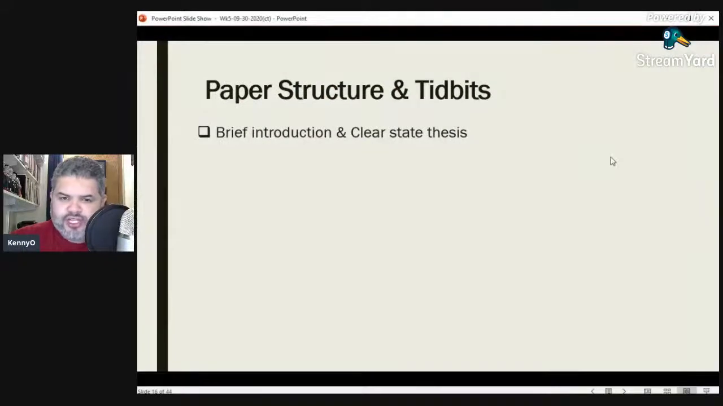So you want to start with a brief introduction and then clearly state your thesis statement. Then you're going to define your key terms and components. I sort of already did that in my introduction when I defined atonement. Some papers are not going to need a lot of this. Some papers are going to need more. So it depends on how confusing the terms are.